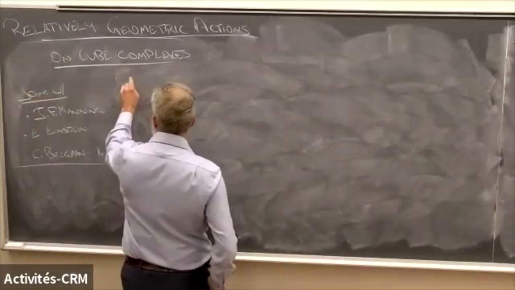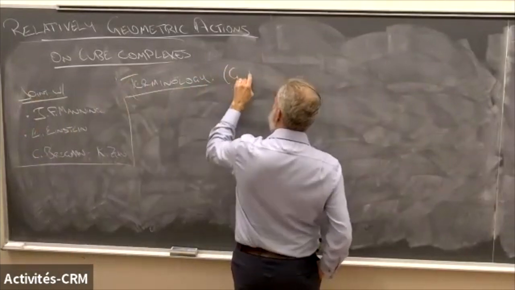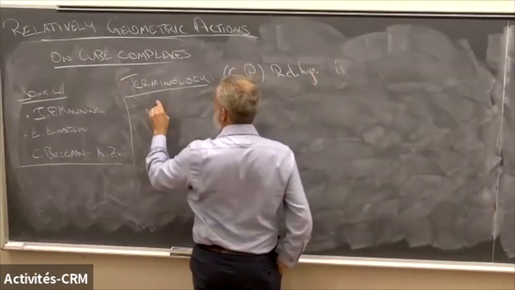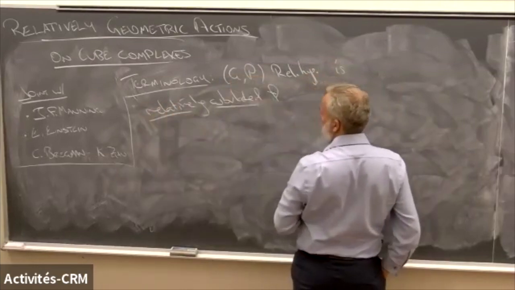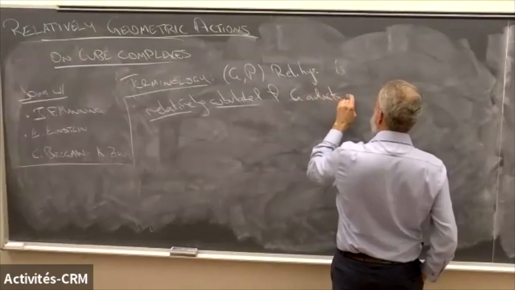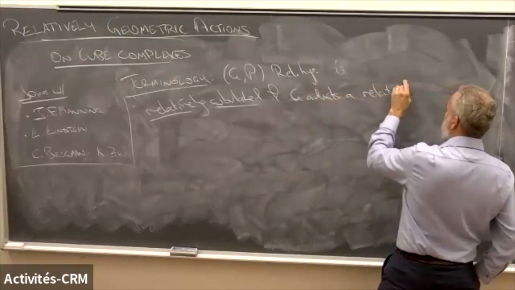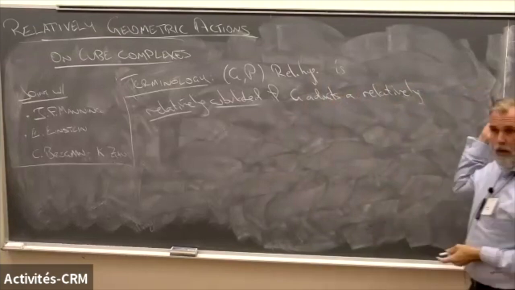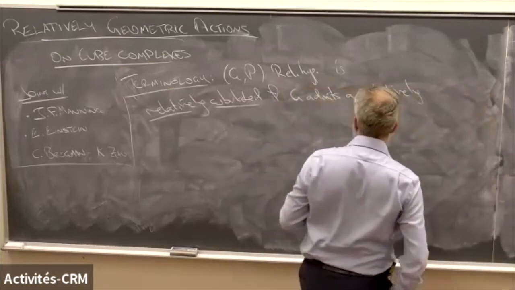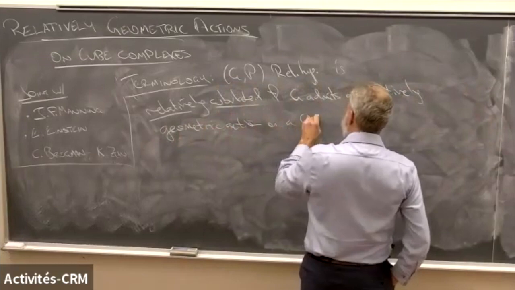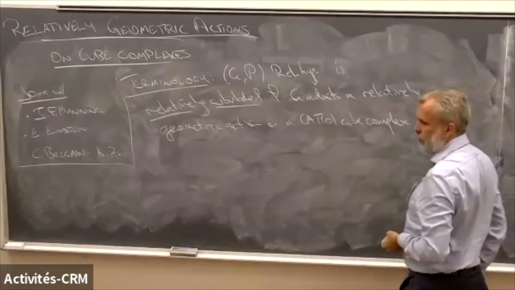Okay, so terminology. For a relatively hyperbolic group (G, P), let's say it's relatively cubulated if G admits a relatively geometric action, with respect to the family P, on a CAT(0) cube complex. If you change the family P, you'll change what it means to be relatively geometric.